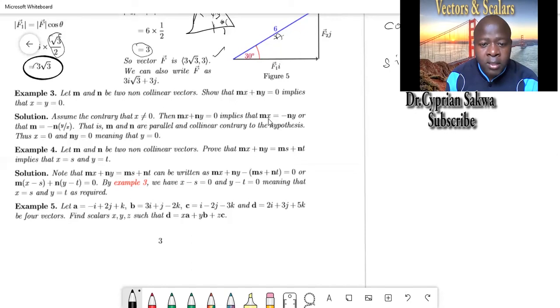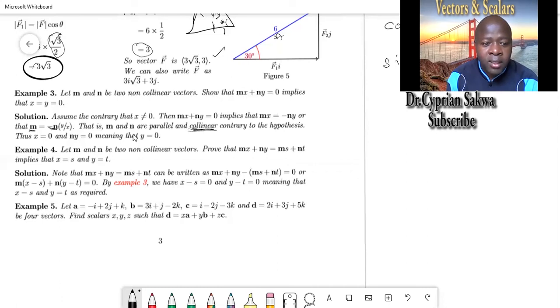Dividing both sides by x, we would have m equals negative n times y over x. What does this mean? This means that vector m can be written in terms of n. And once a vector can be expressed in terms of the other, it means that the two vectors are parallel and that they lie on the same straight line. So m and n are parallel and therefore collinear.